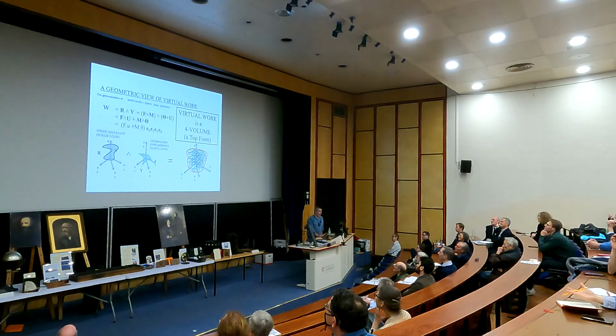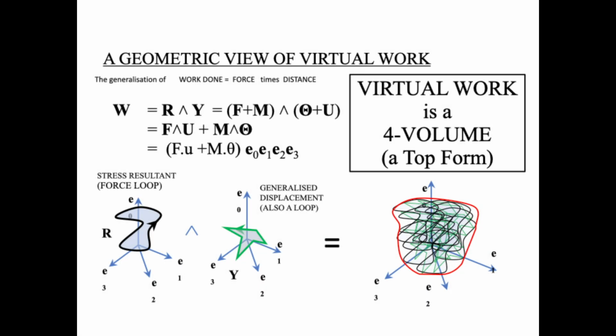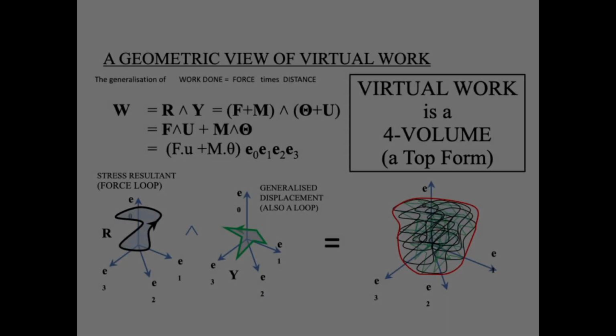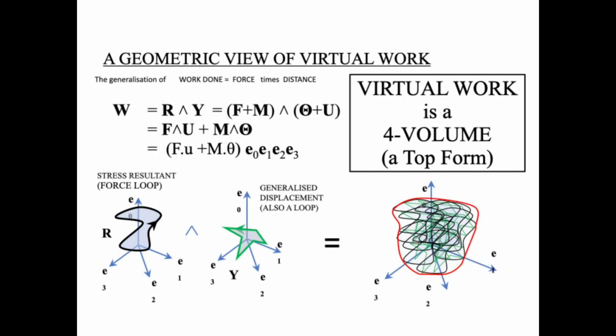And I just end with this, really. This is my penultimate slide. If you multiply together my generalized force and my generalized displacement and take the wedge product of them, you end up with a 4-dimensional volume object called your virtual work. Now, virtual work is kind of sacrosanct. It's the one true truth in my subject. Everything starts with virtual work. It's the one thing you've got. And now I've got a geometrical picture of it as this 4-dimensional object.